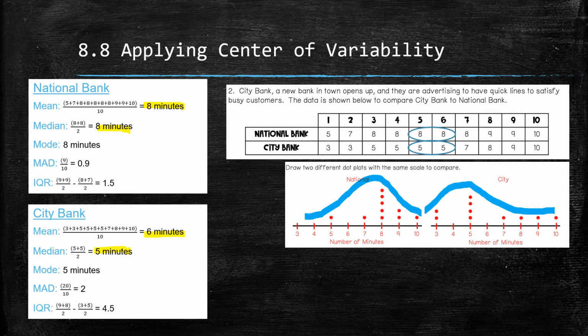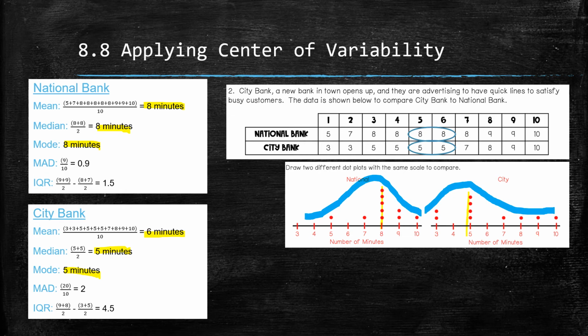For the mode, I can easily just look on my graph at which one has the most dots, and I can see that we got 8 minutes again for National Bank and 5 minutes for Citibank. Now, for calculating the MAD or the IQR, you don't have to do both because they're both talking about the spread, and you only really need one, but I went ahead and did both of them.